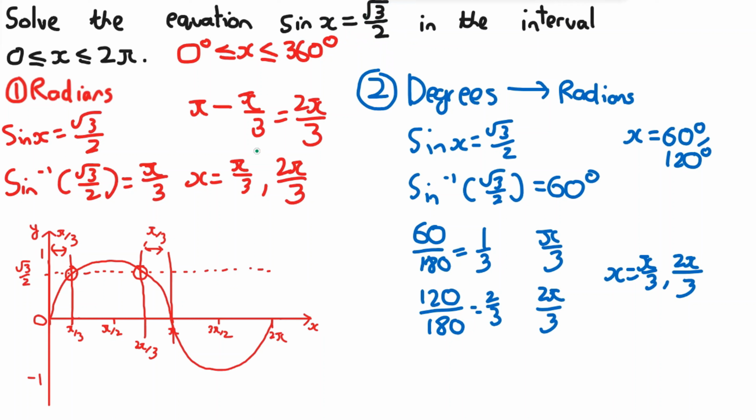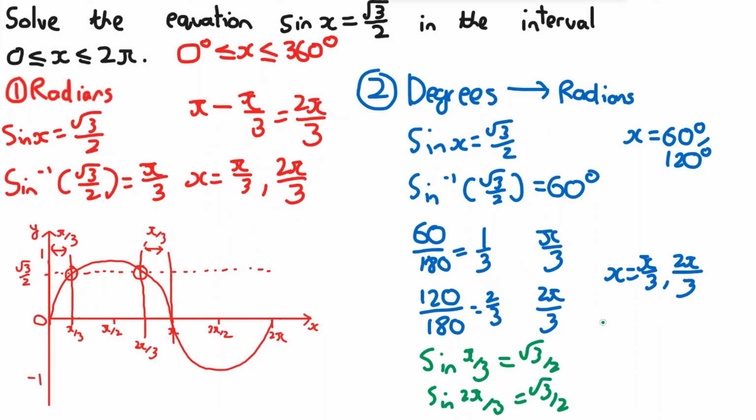So what you're just going to do is sub these x values in. We're going to do sin of x, which is pi over 3, and sin of 2 pi over 3. And if you put these into your calculator, obviously we're working in radians for both now, so make sure your calculator is in radians mode, you do get out a value of root 3 over 2 each time.